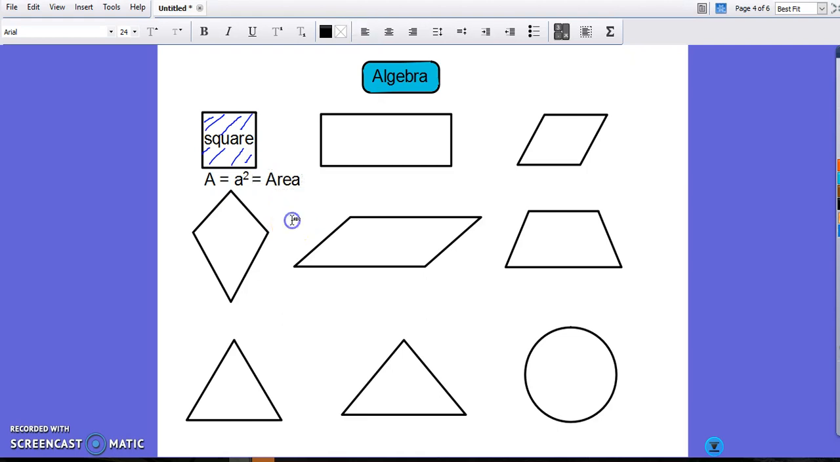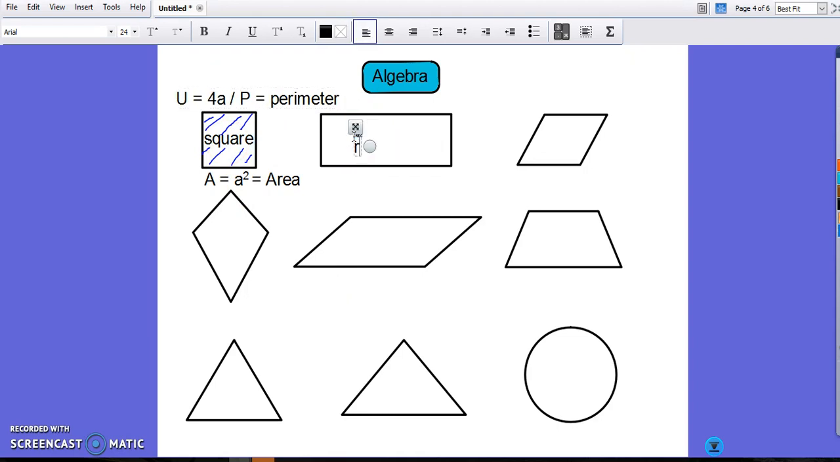Underneath, it also gives you that you can calculate U about the square, which is 4a. And this is how far you would need to go if you were going to walk around the square. In German, it's represented by the letter U. In English, it would be P, which stands for perimeter. So we have a square.